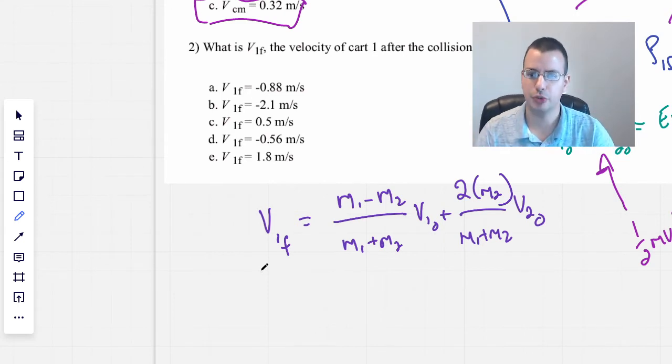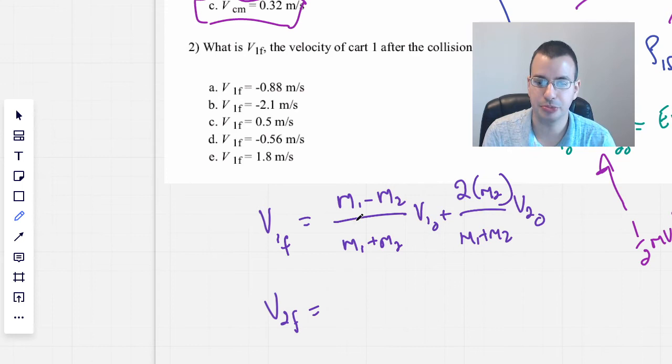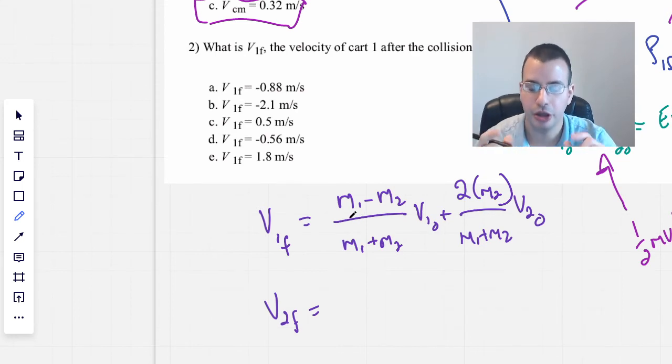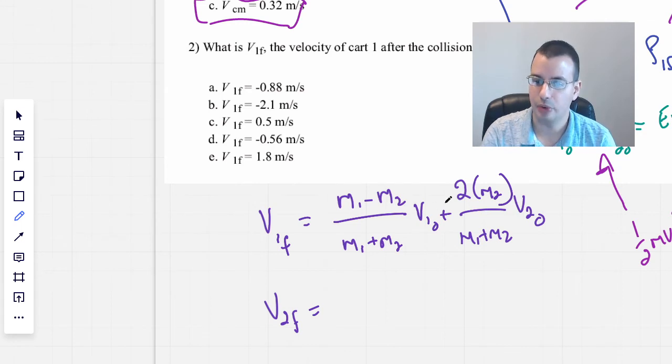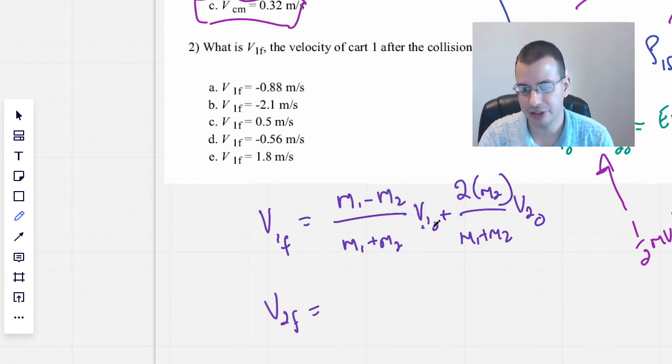You might be like, okay, so then what's the formula for V2? Well, V2 final equals, and you just basically reverse the 1's and the 2's here. So this would be M2 minus M1, this would be 2M1, this would be M2 plus M1, but since they're both just added, you can switch them and it's okay. And then I guess that would be V2 initial.